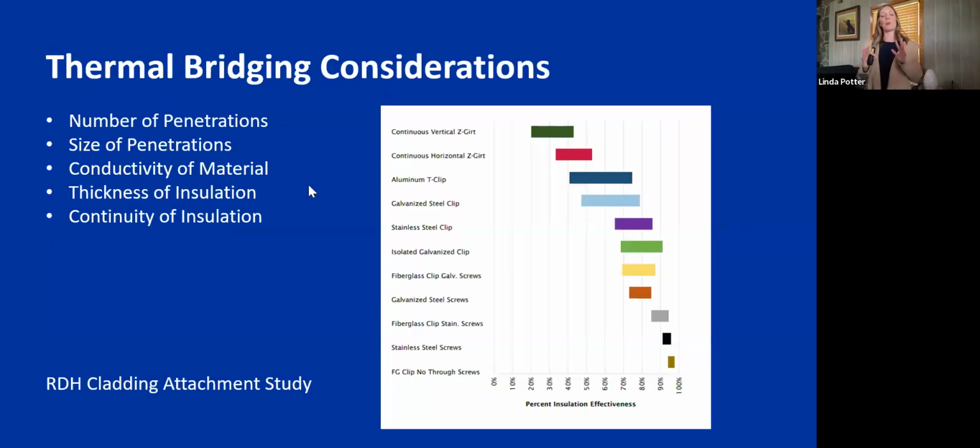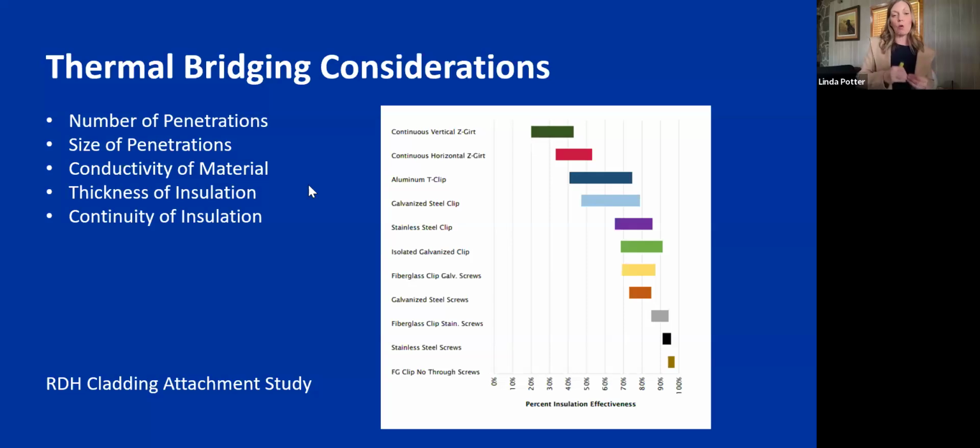So when we think about thermal bridging, there's more than just the type of material I want you to think about. I want you to think about the number or amount of penetrations through that building envelope, through that insulation. What's the size of the penetration? Of course, we're thinking about the conductivity of the material. We can't just completely forget about it. We're thinking about the thickness of insulation, the continuity of that insulation. There's a lot of things that go into that.